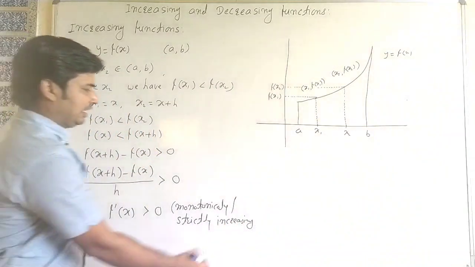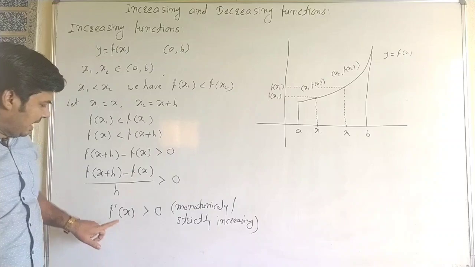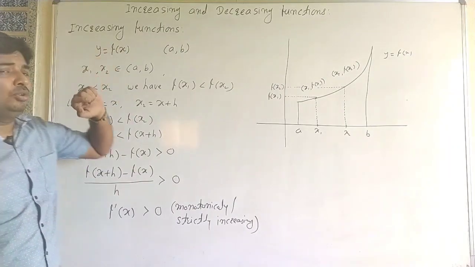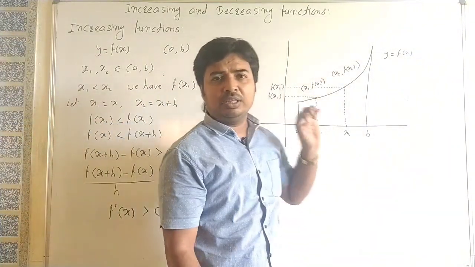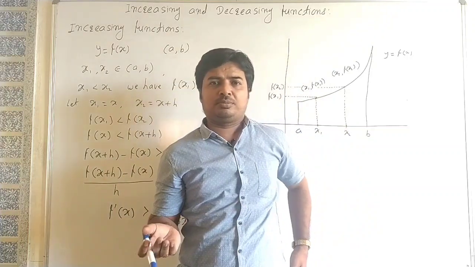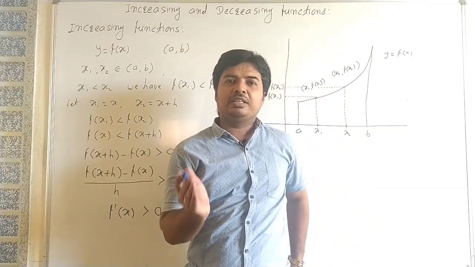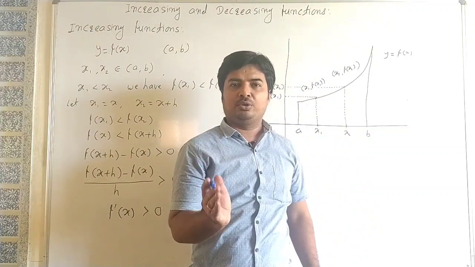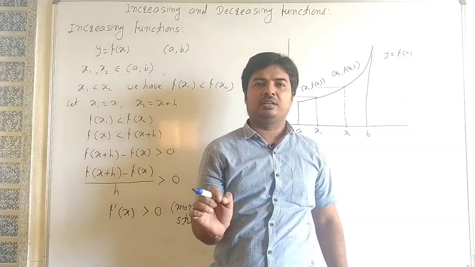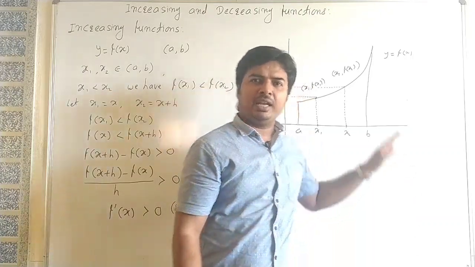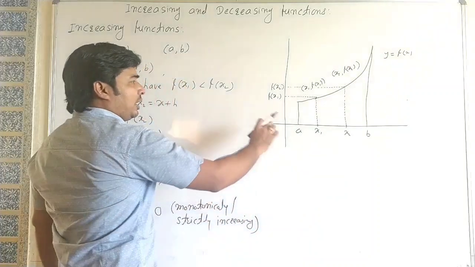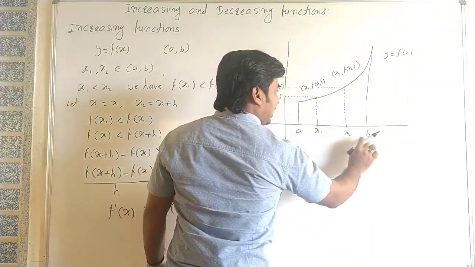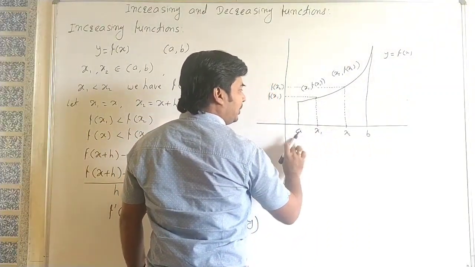Monotonically or strictly increasing function it is. Here y is equal to f of x, then what is the geometrical meaning of the derivative f dash of x? F dash of x is a derivative, and the derivative is the slope of the tangent to the curve at any point. Now we can draw a tangent at any point in between a comma b.